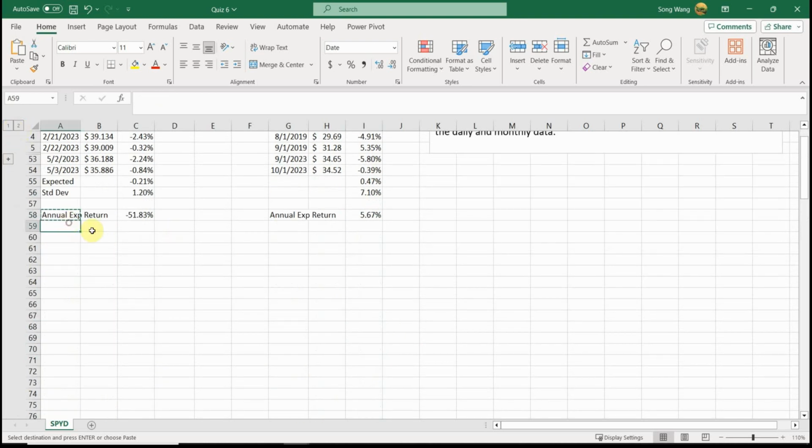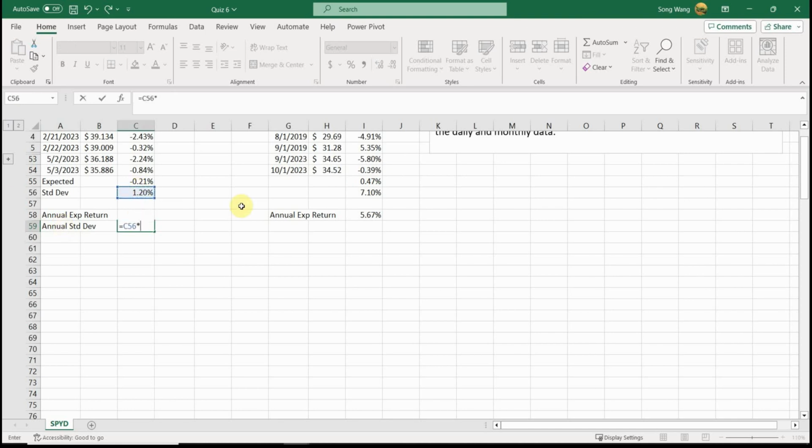Okay, the next one. You've got to get the annualized standard deviation. If you use the daily, then it's the daily standard deviation times the square root of the number of trading days in a year, 252. That's what it gives you.